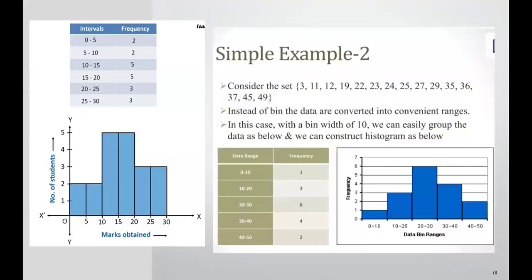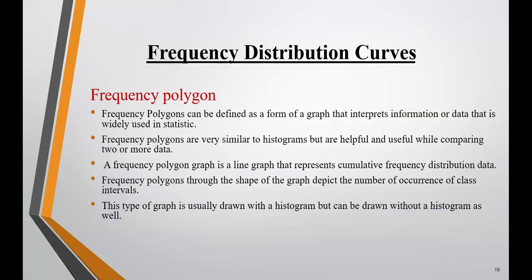These are some examples for histogram. You can see frequency tables as well as the histograms drawn from the tables. A frequency table is a table that shows how many times a specific event occurs. So this is about histogram. The next one is frequency distribution curves.